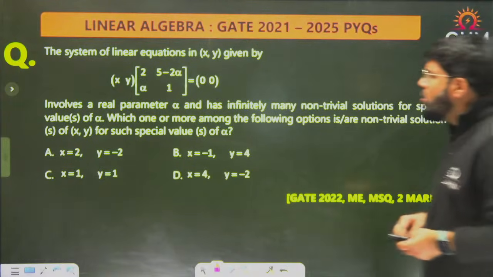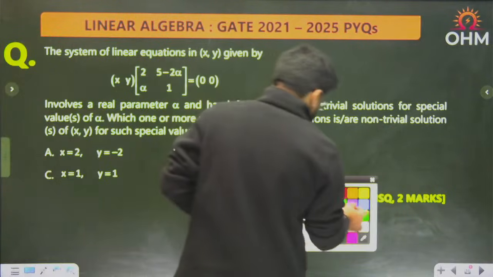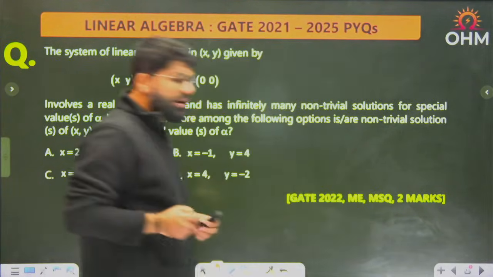Now, when the right side becomes 0, 0. Let me first write it in our regular equation format here. So again, an MSQ question, mechanical 2 marks.